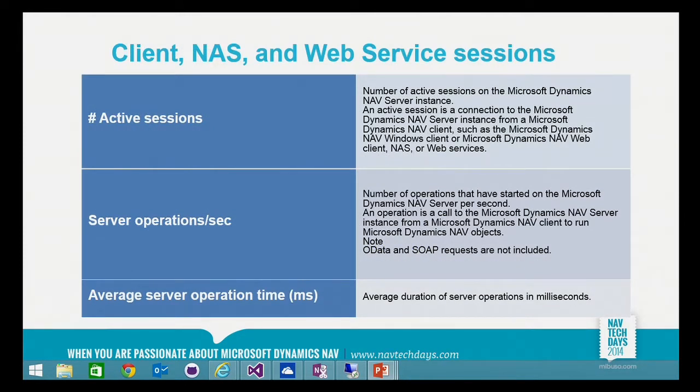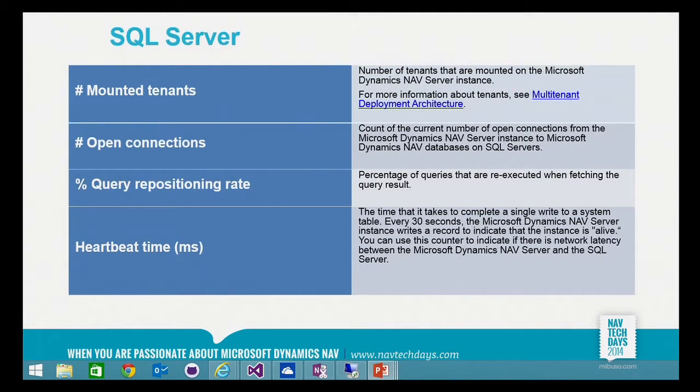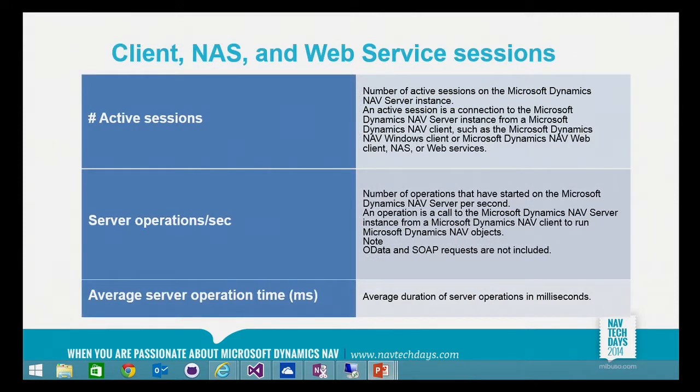Okay, now we go to a different set of perf counters. It's session-related and client-related counters. The active sessions counter shows the number of active sessions. Server operations per second shows the number of server operations issued by the client to a server. Basically, each request is an individual server operation. Then the other one is average server operation time in milliseconds. It's clear what it means, and it's very important to monitor. Whenever you have some noisy neighbor or high load on the server, typically this is the counter which spikes.